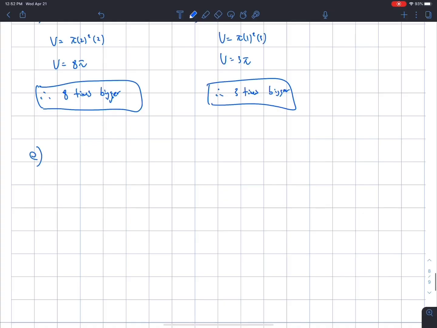E, triple the radius, so this time the radius equals 3 now, and the height is still 1. Volume is pi r squared h, so we get 9 pi, so we can say volume is 9 times bigger.